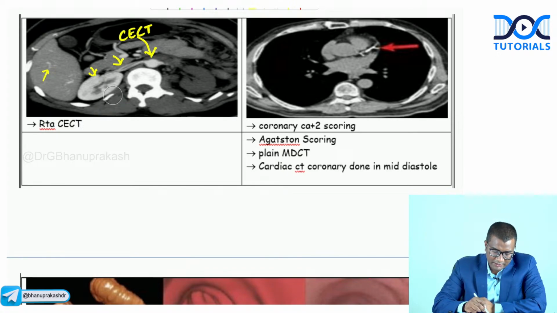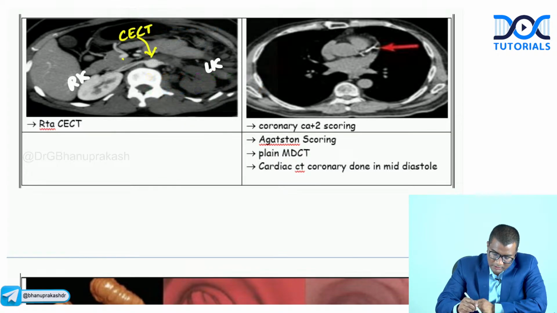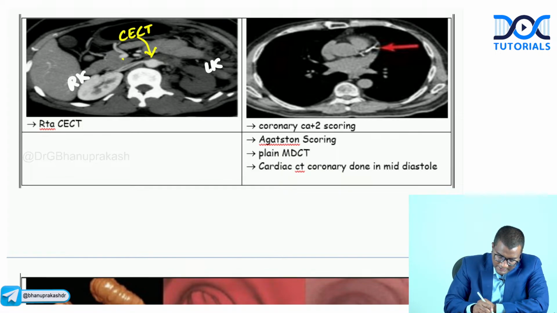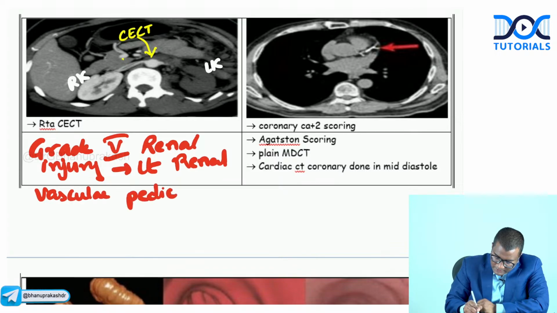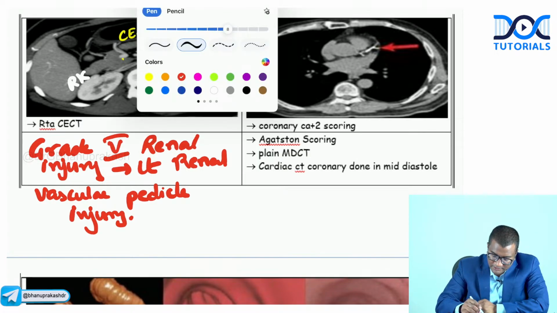And what is the condition here? If you see carefully, you can see that the right kidney is enhancing, but the left kidney is not enhancing. As we learned yesterday, this is a condition where you have non-enhancement of one kidney. This is grade 5 renal injury. This is a left renal vascular pedicle injury or renal hilum injury, right? So there is non-enhancement of that kidney. So please remember that.